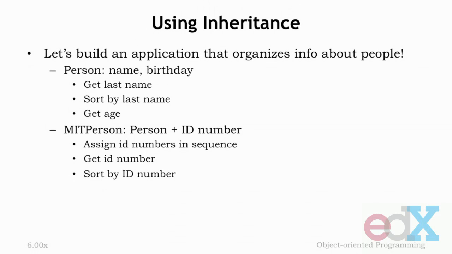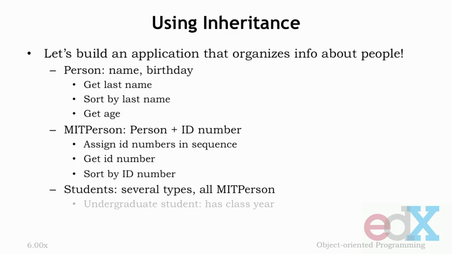So let's finish up our example of using inheritance by adding two new classes of MIT person, two types of students. One will be an undergraduate student who will have a class year attribute, and the other a graduate student. So we'll think of students as a subclass of MIT person, so all students will have an MIT ID number. And of course, MIT person is a subclass of person, which means that all students will have a name and a birthday as well. Okay, so let's go look at the code.